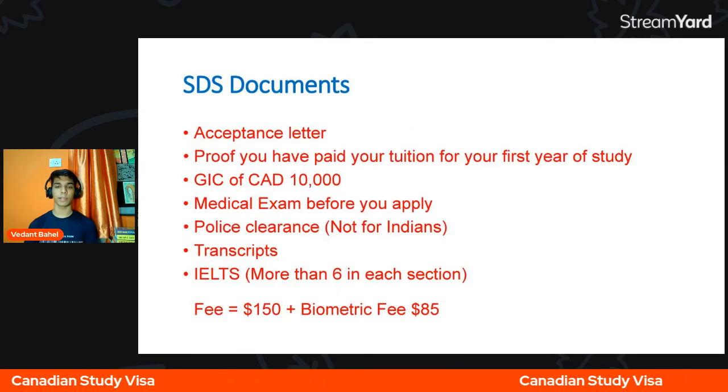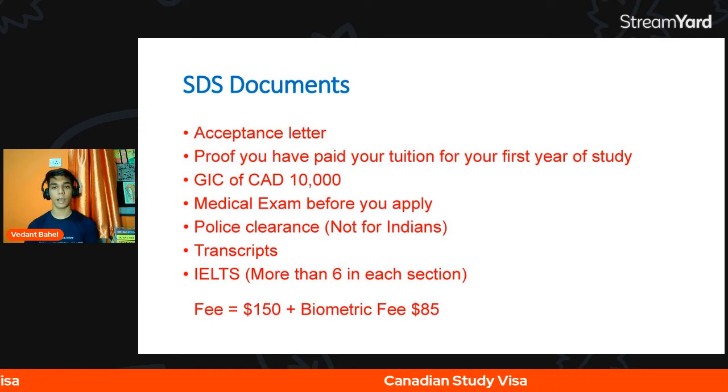So, the Student Direct Stream, that is SDS. Here are the documents that you need for this one. The first one is the acceptance letter from your DLI, that is the designated learning institute in Canada. Second, proof that you have paid your tuition for the first year of study. Now, this is a very important and additional step that is required for SDS. You need to pay the first year tuition of your university, and get the receipts from them or some confirmation that you need to submit with your visa application.